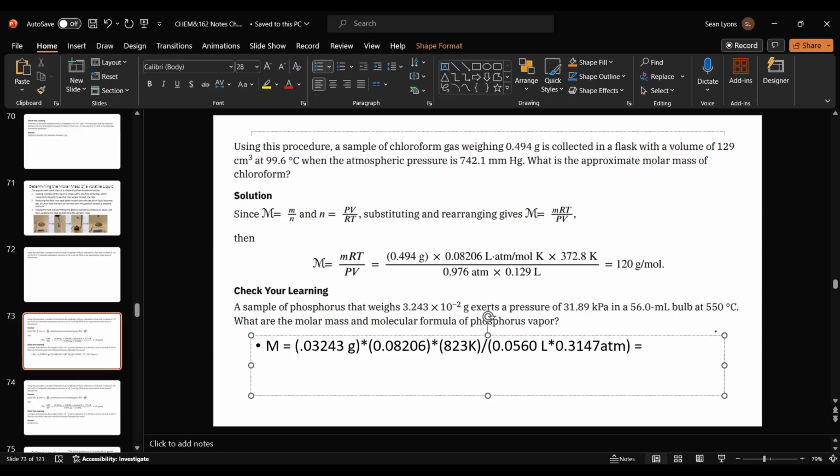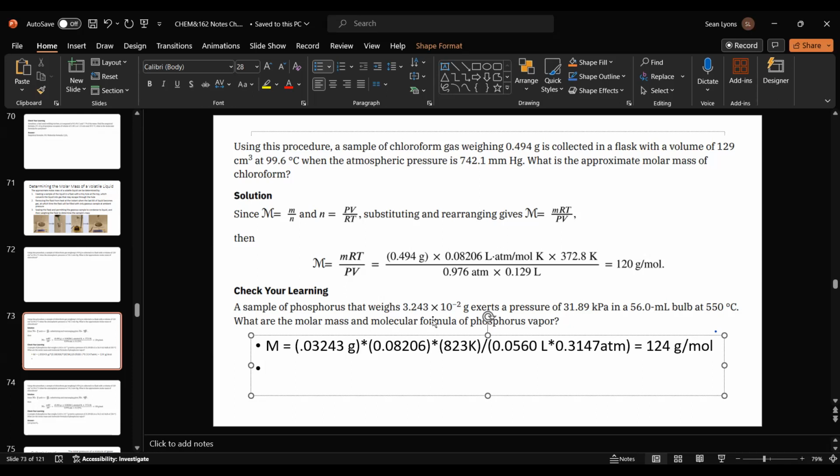So when we go through and plug all this in, we'll get 0.03243 times 0.08206 times 823, so a very high temperature, divided by 0.0560 times 0.3147. Okay. So we'll get 124.3. And I'm just going to round this to 124 since we only have 3 sig figs in the temperature here. So we'll get 124 grams per mole. So that's the molar mass.